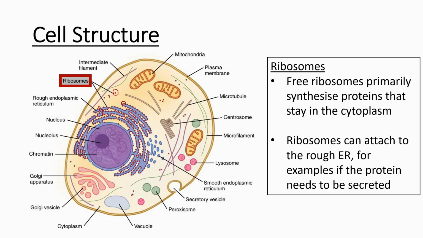Now, ribosomes that are associated with the rough ER normally synthesize proteins that are being secreted. Ribosomes that are in the cytoplasm, the free ribosomes, normally synthesize proteins that stay in the cytoplasm.